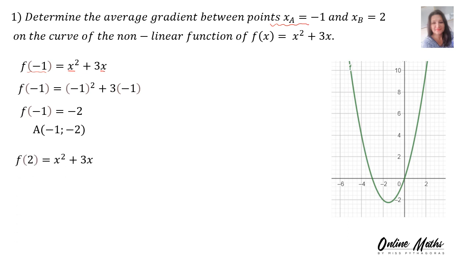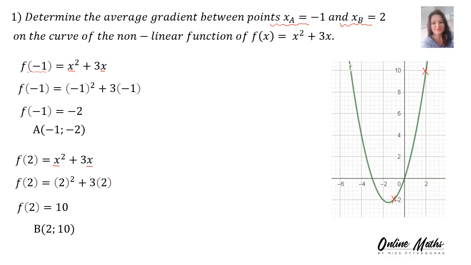And then the other coordinate, the x coordinate at B was 2. So to find the corresponding y coordinate, everywhere where you see an x, now you will substitute 2. Therefore, 2 squared plus 3 times 2, and then the answer is 10. That means the coordinate there at B is the point (2, 10). So when we go to the sketch, the point (-1, -2) is round about there, and the point B (2, 10) is round about there.